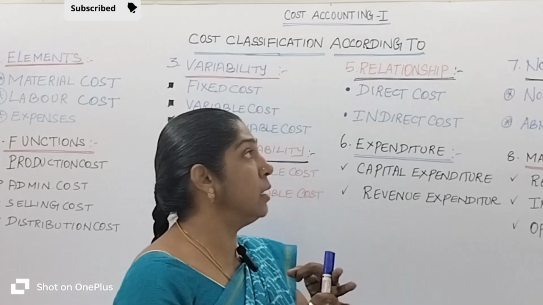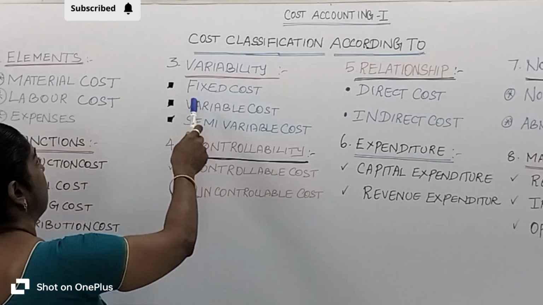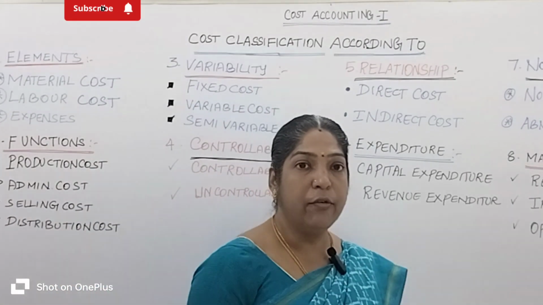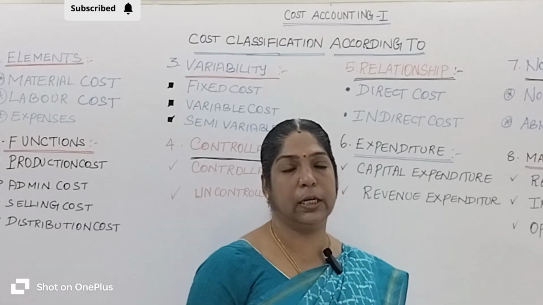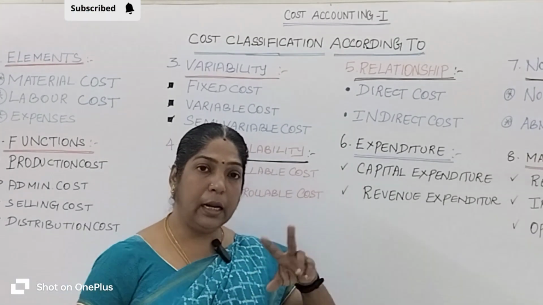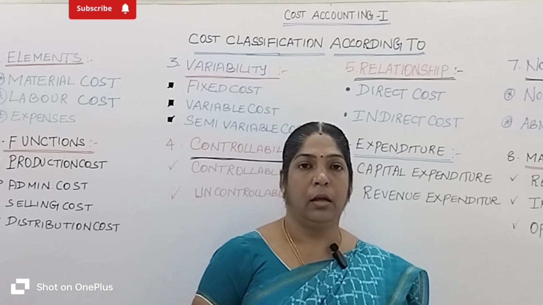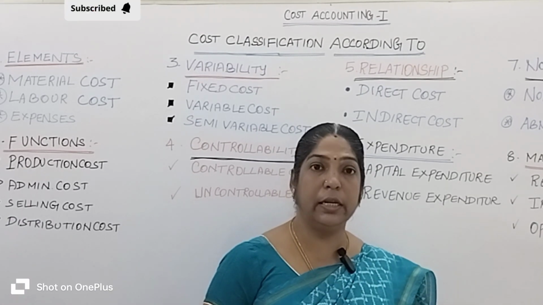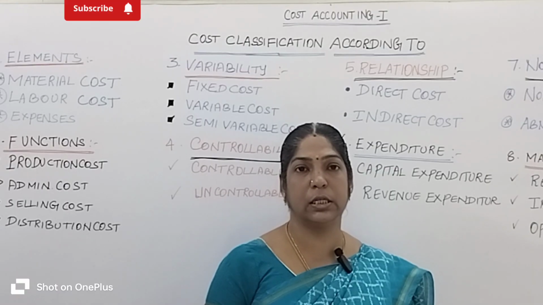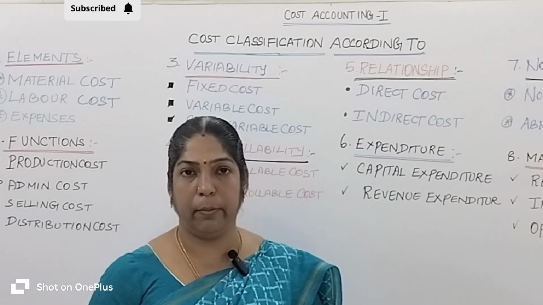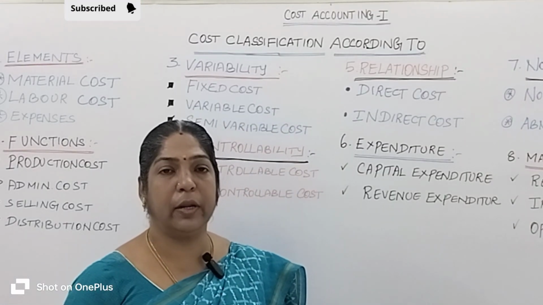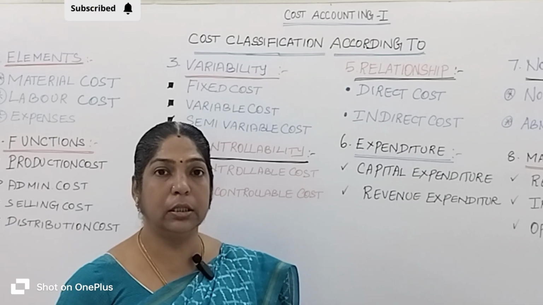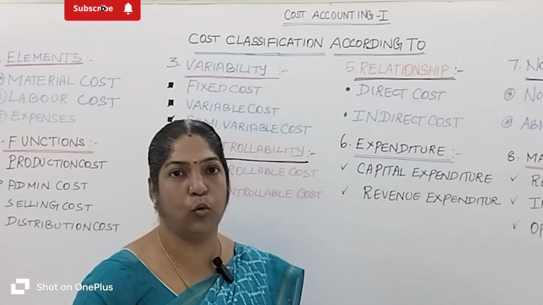There are three kinds of variability: fixed cost, variable cost, and semi-variable cost. What is meant by fixed cost? Fixed cost remains constant irrespective of the level of production. It does not change when output increases or decreases up to a certain limit. It is time related and must be incurred even if the production is zero.